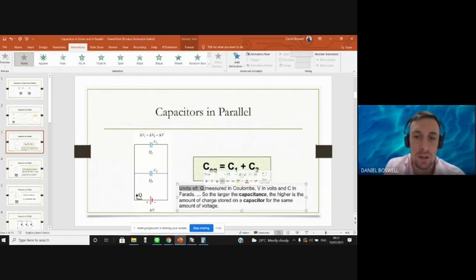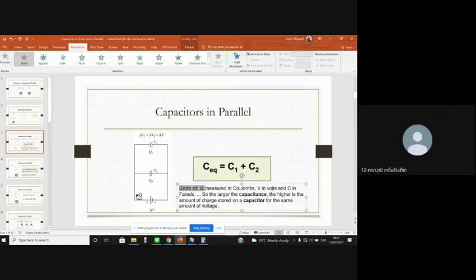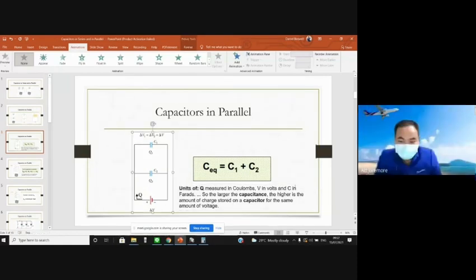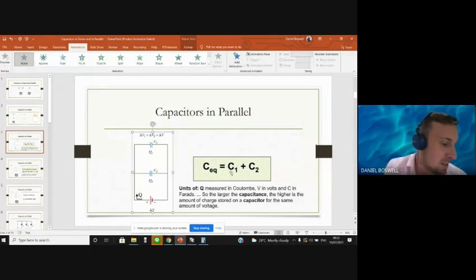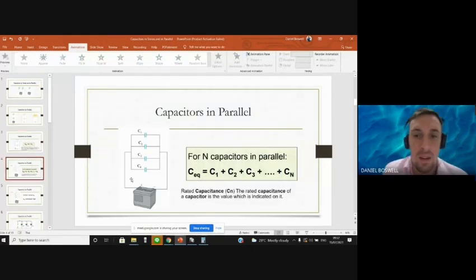Units of Q measured in coulombs, V in volts, and C in farads. Okay, capacitance is measured in farads. The Q here is measured in coulombs. The V is volts. That's it. So let's move on.